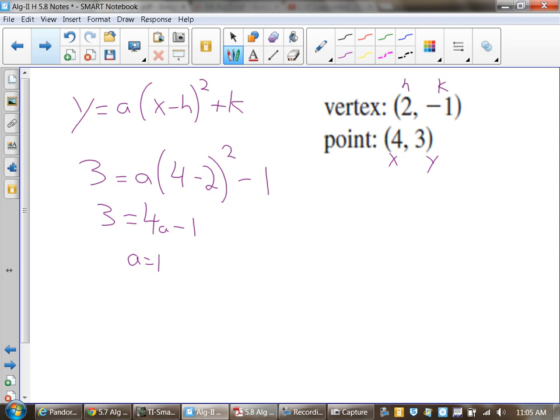So now you know what your a value is, so you write out the equation. Y equals x minus 2 quantity squared minus 1. If your a value is 1, you don't need to write it. It's implied. Just like if you have the plain old boring coefficient x, what's the value in front of it? A 1. Okay? That's vertex form.